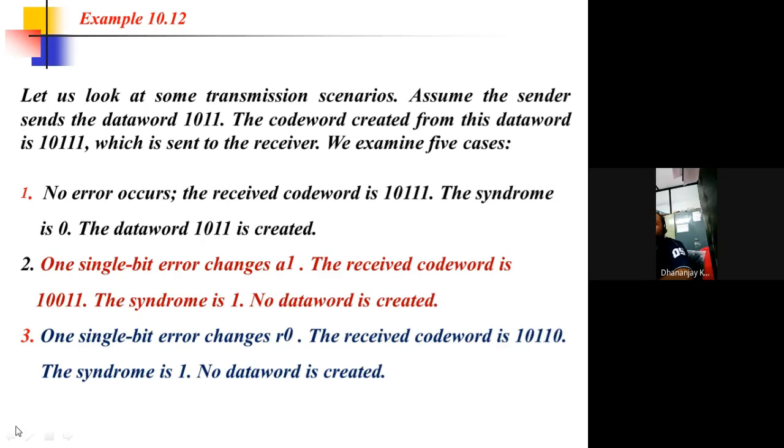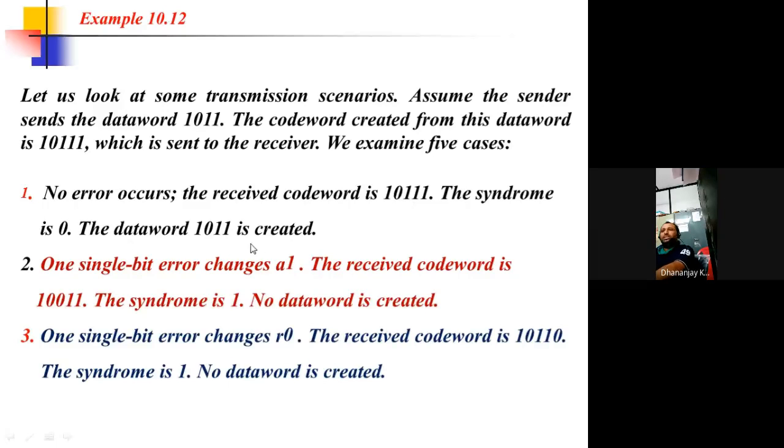Here you can see, if no error occurs, the received code word will be 1011 and 1, which is the data we have transmitted. So the syndrome will become 0 because everything matches. Then the syndrome value will be 0, and the data word will be created, that is 1011, because the last bit will be discarded. This bit 1 here will be discarded because that was not part of the data, that was only the redundant bit. So it will be discarded, only 1011 will be forwarded.